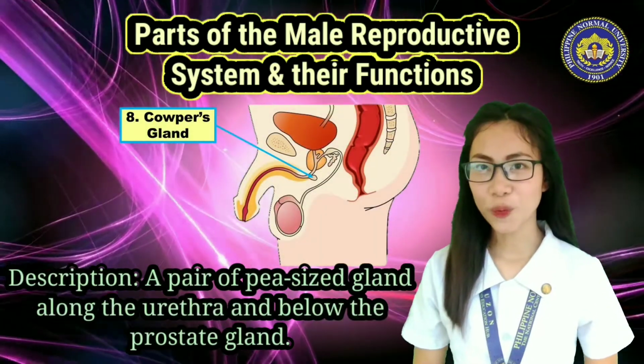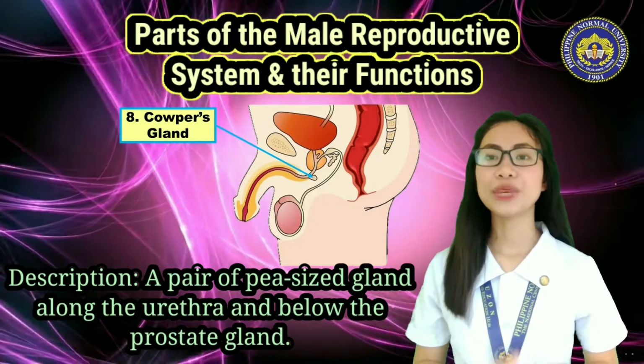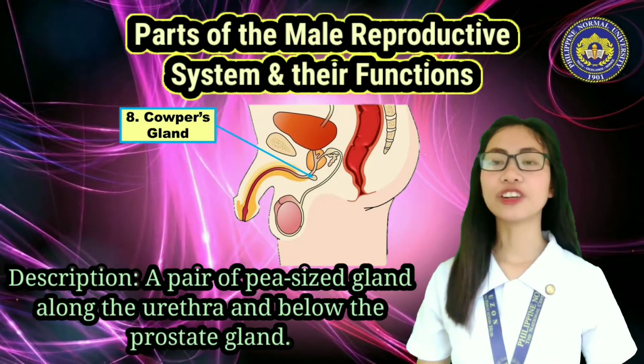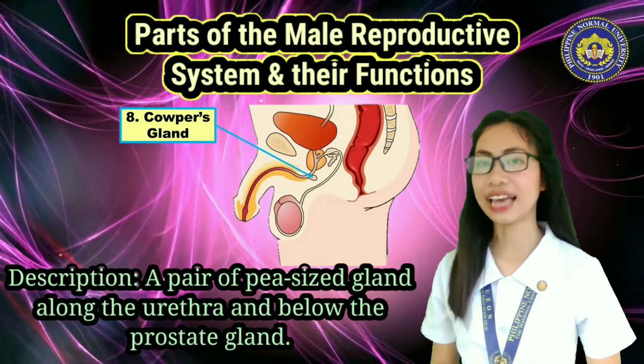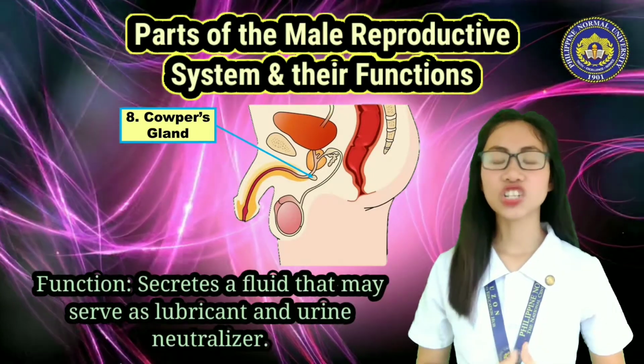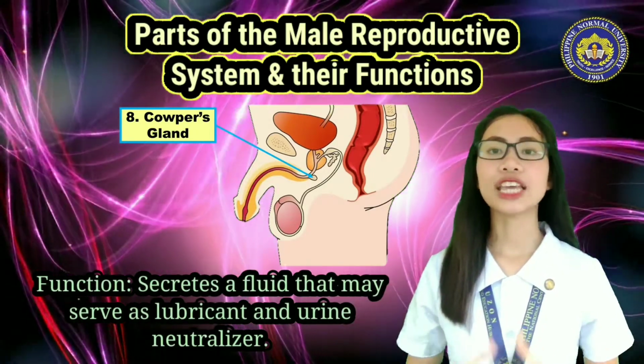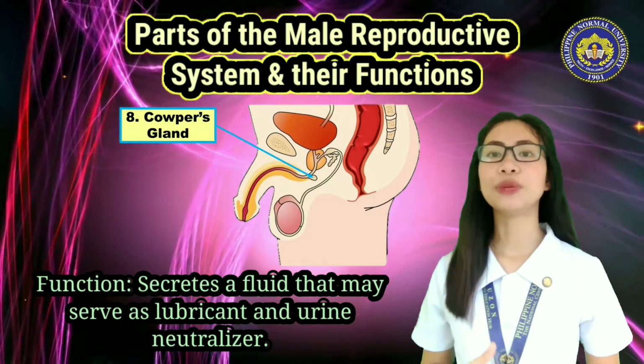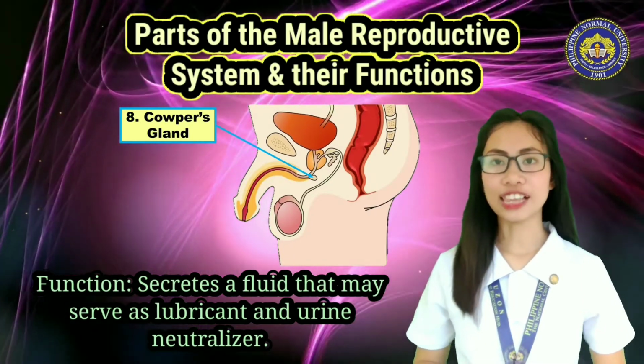Number 8 is the Cowper's gland, a pair of pea-sized glands along the urethra and below the prostate gland. Its function is to secrete a fluid that may serve as a lubricant and urine neutralizer.